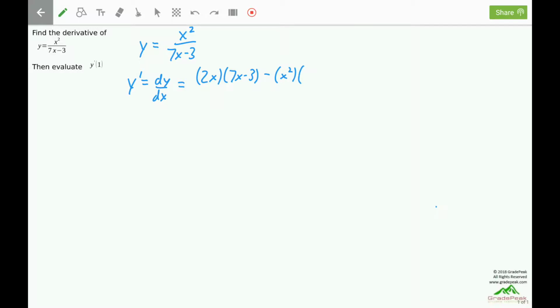derivative of the denominator, constant times x gives us the constant. Constant alone, negative 3, will become a 0 for the derivative. All over the denominator squared, 7x minus 3, the entire thing squared. In the numerator, we're going to distribute this 2x into this expression, and we're going to multiply these two with that minus.